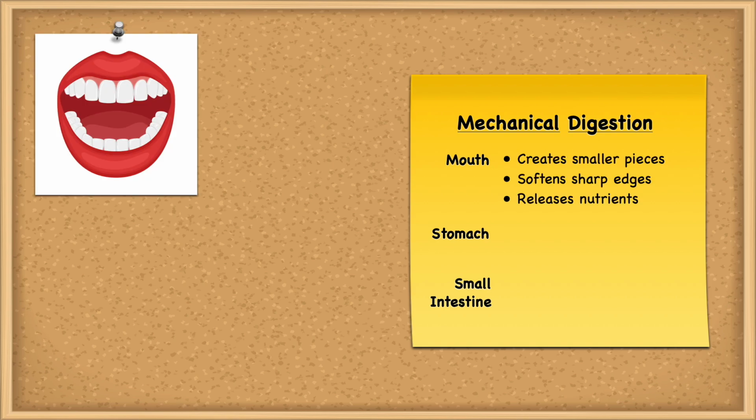Organs associated with mechanical digestion include the mouth, stomach, and small intestine. Chewing and manipulating food in the mouth is essential because it creates smaller pieces that are safe to swallow and easier for the stomach to break down. It also softens sharp edges to create an additional layer of safety for swallowing, and it releases nutrients trapped in the food that may not be freed otherwise.